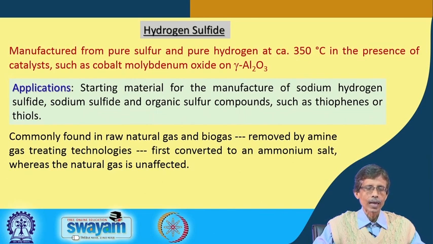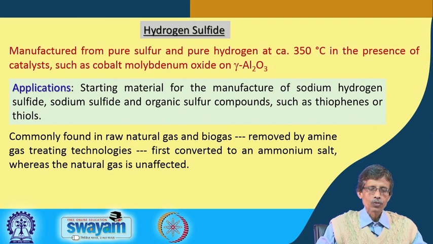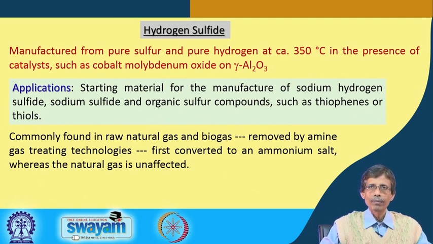So, when we take out natural gas, for bottling CNG, the compressed natural gas, or from any other biogas source, it can have hydrogen sulphide in it, and how do you remove it? You should have technological knowledge for that. Amine is utilized for gas treating technologies, and it is first converted to its ammonium salt. So, if you have H2S and you directly use ammonia or any other amine, you get ammonium hydrogen sulphide or ammonium sulphide, whereas the pure natural gas, which is your methane, remains unaffected.